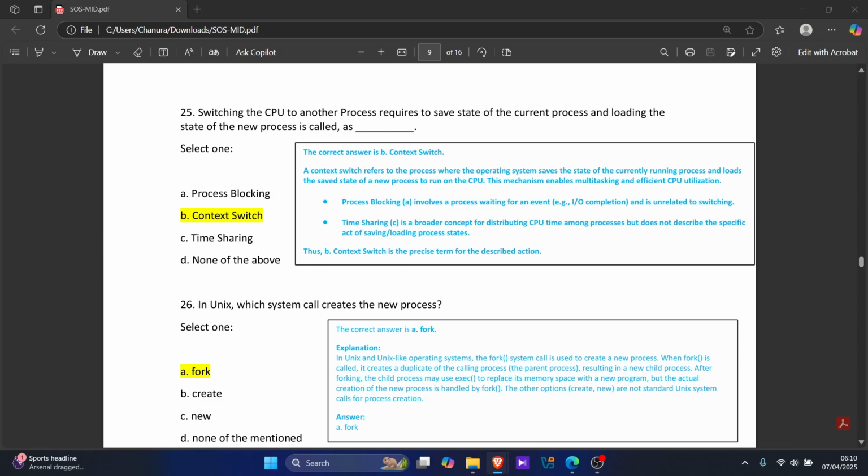Let me think. Process blocking sounds like when a process is waiting for something, like I/O, so it's not running. Time sharing is a broader concept where the CPU time is shared among multiple processes, which might involve switching, but it isn't the specific term for the actual switch. Oh right, context switching. Because the context of the current process is saved, and the context of the new process is loaded. So the answer should be context switch. Let me double check. Yeah, context switch is when the scheduler saves the state of the old process and loads the saved state of the new one. So option B is correct.